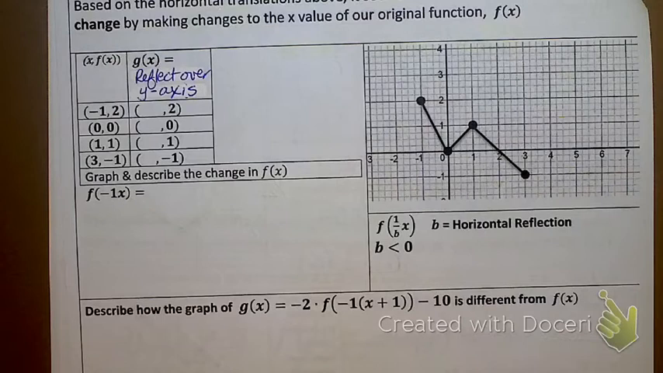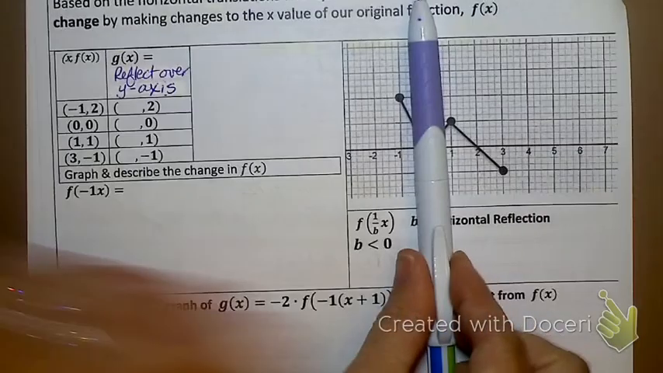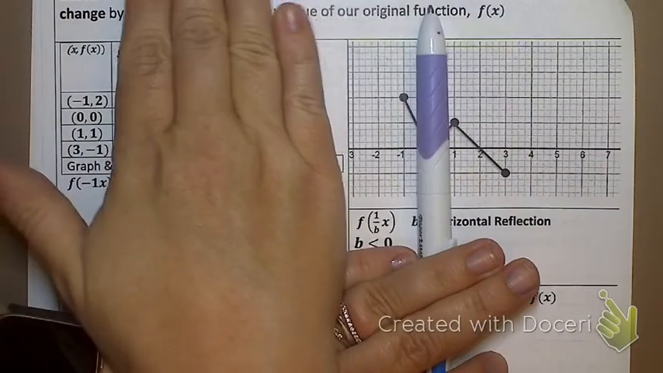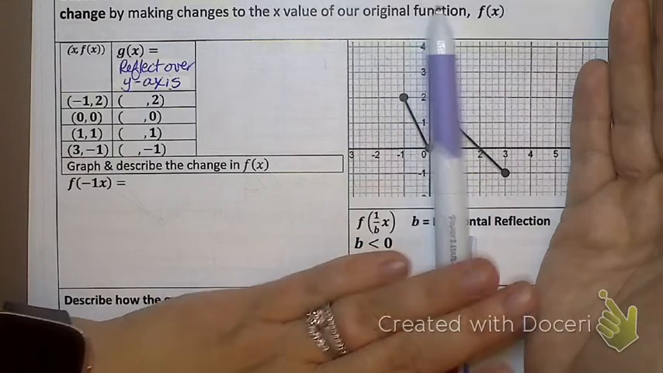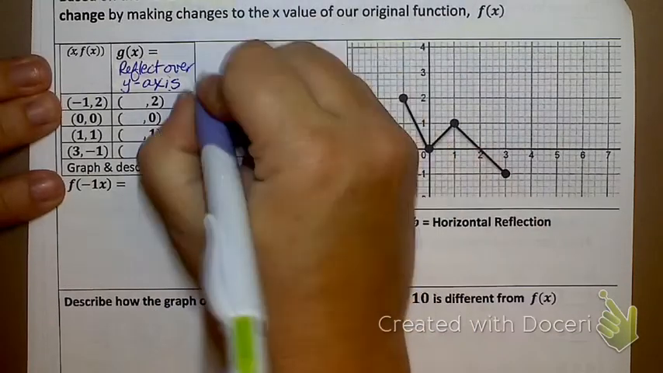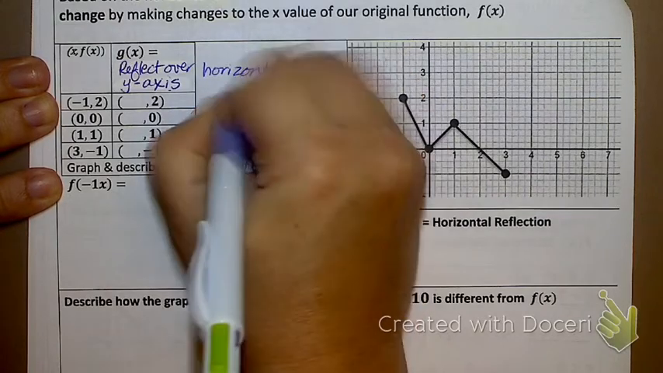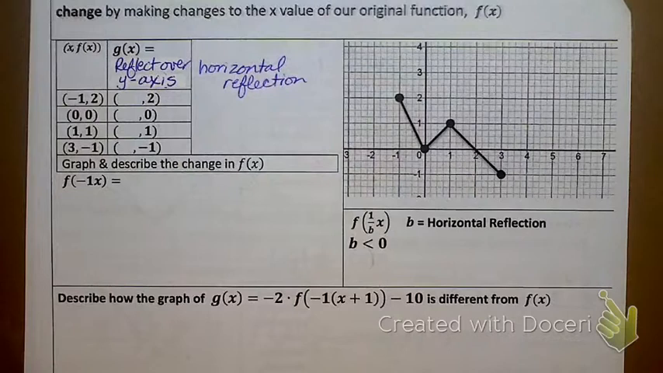Is that a vertical reflection or a horizontal reflection? If I'm reflecting over the y-axis, my y-axis goes vertical, right? But the actual reflection is not vertical because the reflection moves something from the right to the left or from the left to the right. So the reflection itself is actually a horizontal reflection. Yes? Does that make sense?